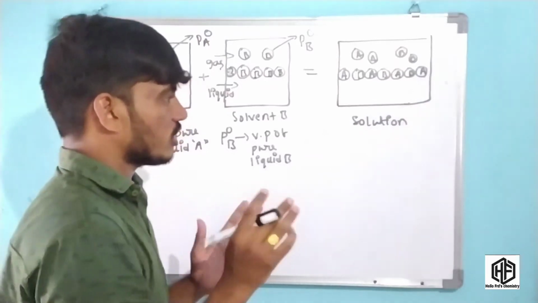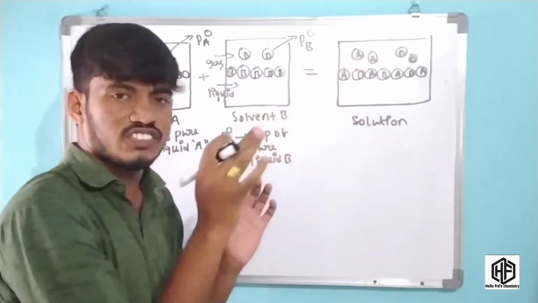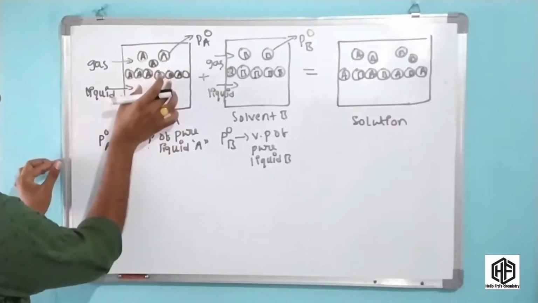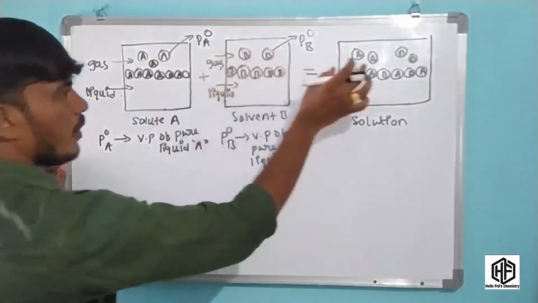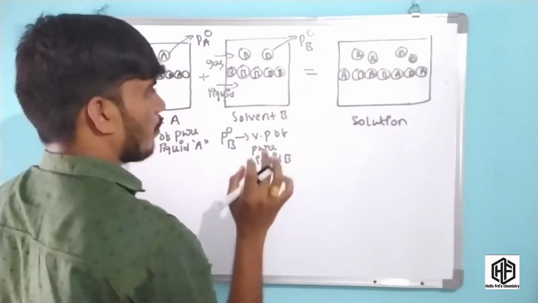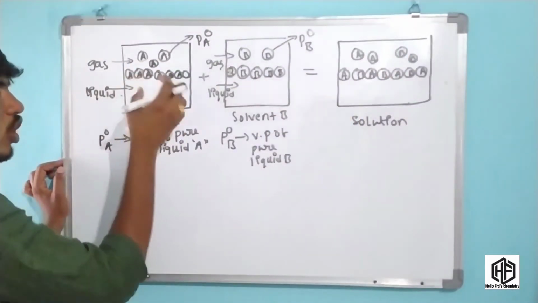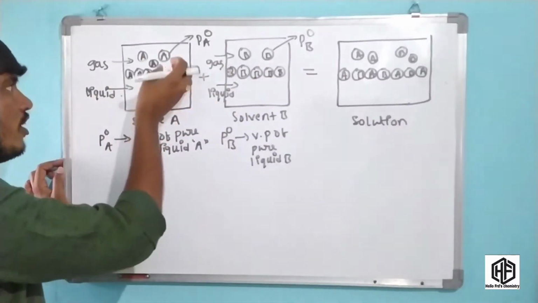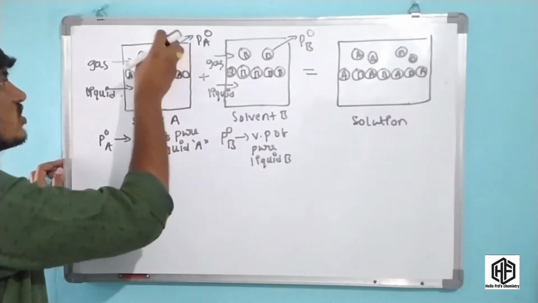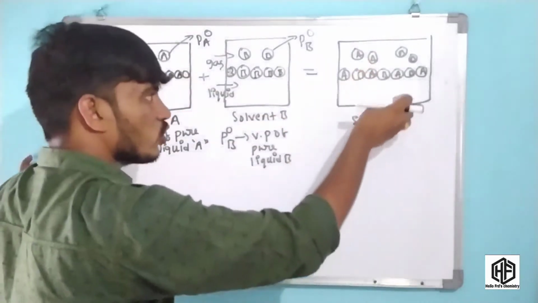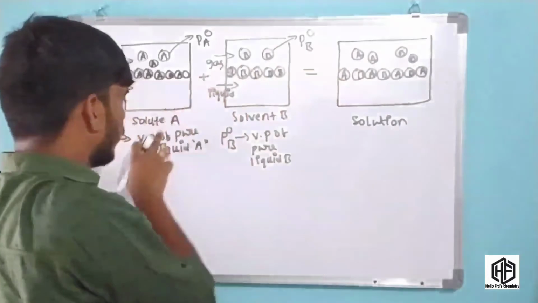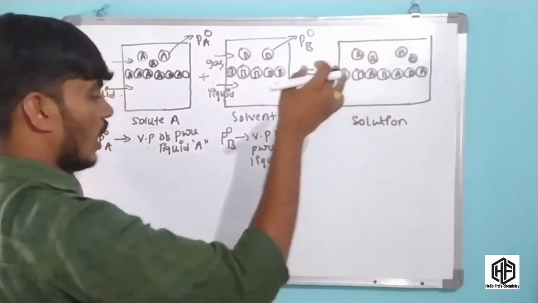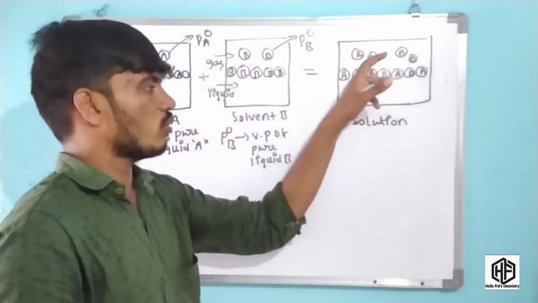But one more point, friends. The solution's vapor pressure is very low compared to the pure liquid, because in the pure liquid the number of molecules on the surface is very high, so the vapor pressure is very high. But on the surface of the solution, the number of molecules is very low compared to the pure liquid. So the vapor pressure of the solution decreases.